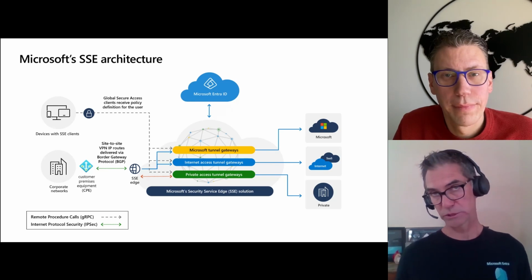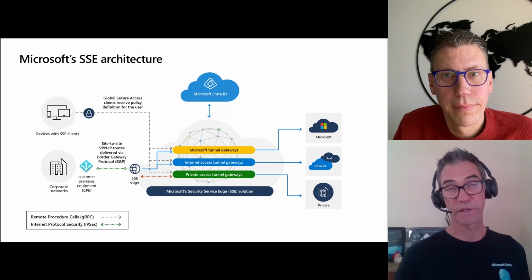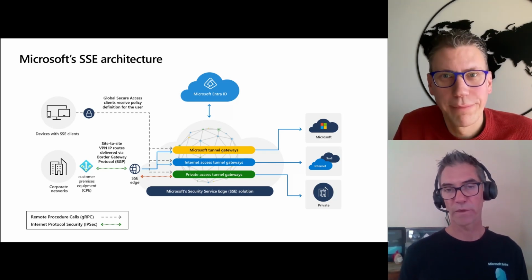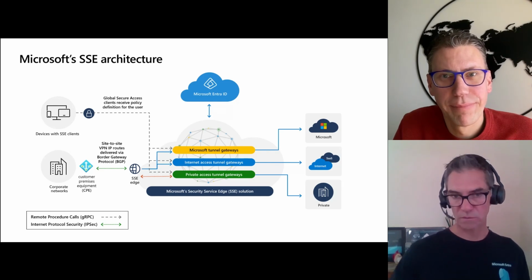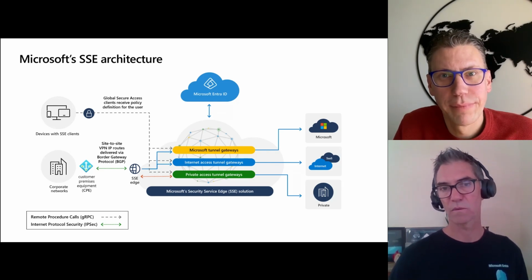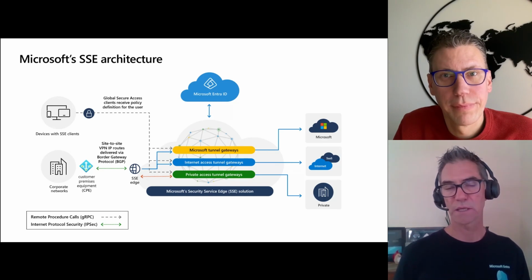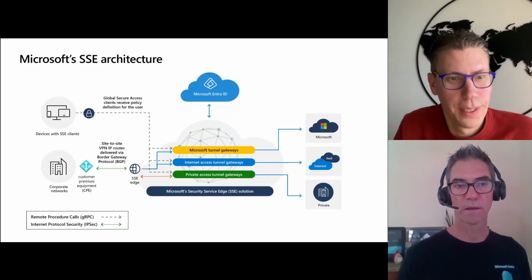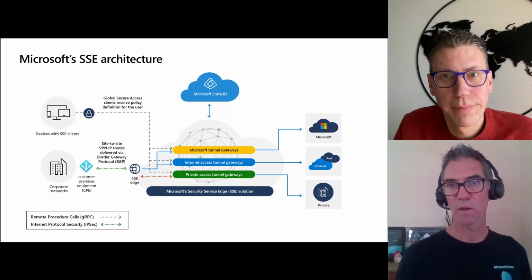So, for users to access their Facebook, for lack of a better example, from their machine at home, they can still go via their typical route to the internet, but to access private resources, it would go over that tunnel. Cool. That's awesome.